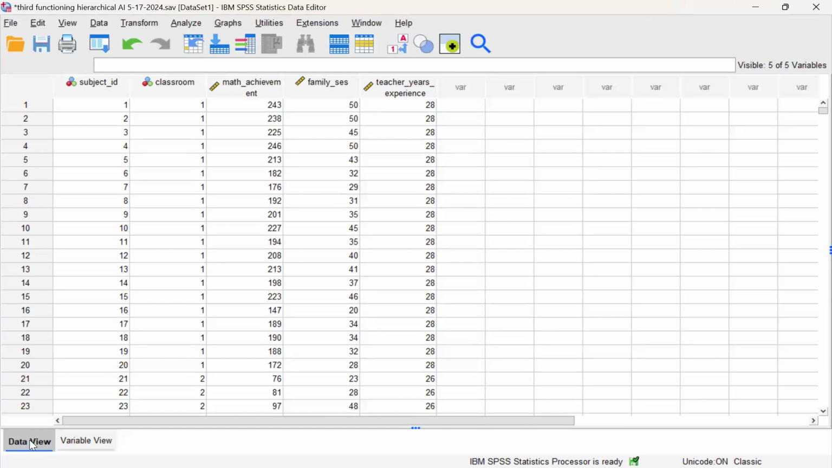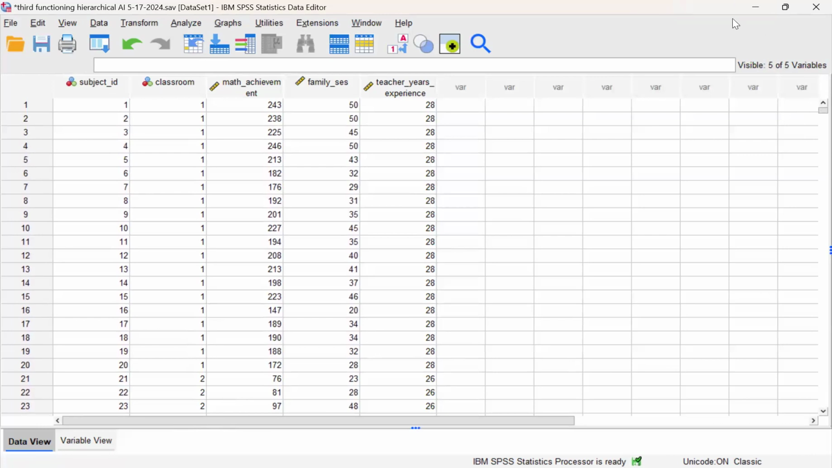And we have teachers' years of experience, which you can see is a constant for every subject in classroom 1. 28 years of experience for every subject in classroom 1, and for those subjects in classroom 2, their teacher had 26 years of experience. It becomes a constant across subjects within classroom. That's one of the ways that you identify that it is the level 2 predictor.